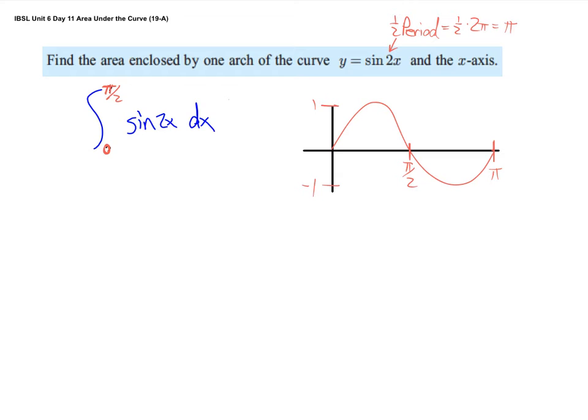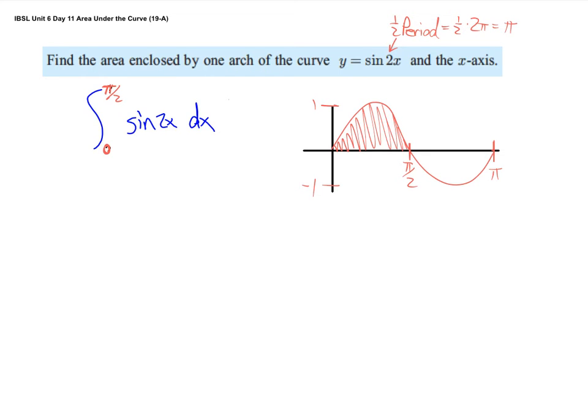If we wanted total area enclosed, we could just double this, right? Or we could do this plus the absolute value of the integral from pi over 2 to pi. Alright? But that would be more complicated, more work. So we'd rather just double this. But this one only asks for one arch, so we're actually only looking for this area right here.